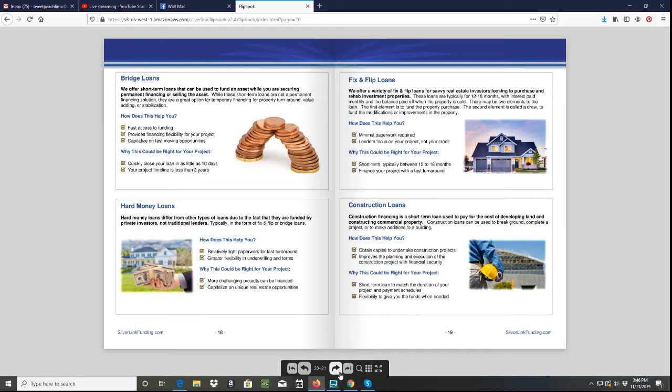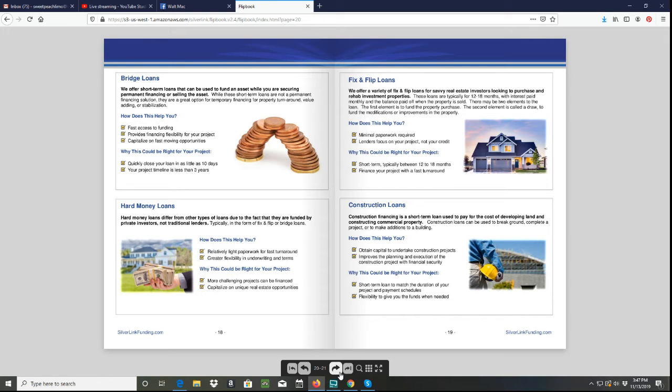Fix and flip loans. We offer a variety of fix and flip loans for savvy real estate investors looking to purchase and rehab investment properties. Construction loans. Construction financing is a short-term loan used to pay for the cost of developing land and constructing commercial property. Going back to the fix and flip loans, these loans are typically for 12 to 18 months with interest paid monthly and the balance paid off when the property is sold.